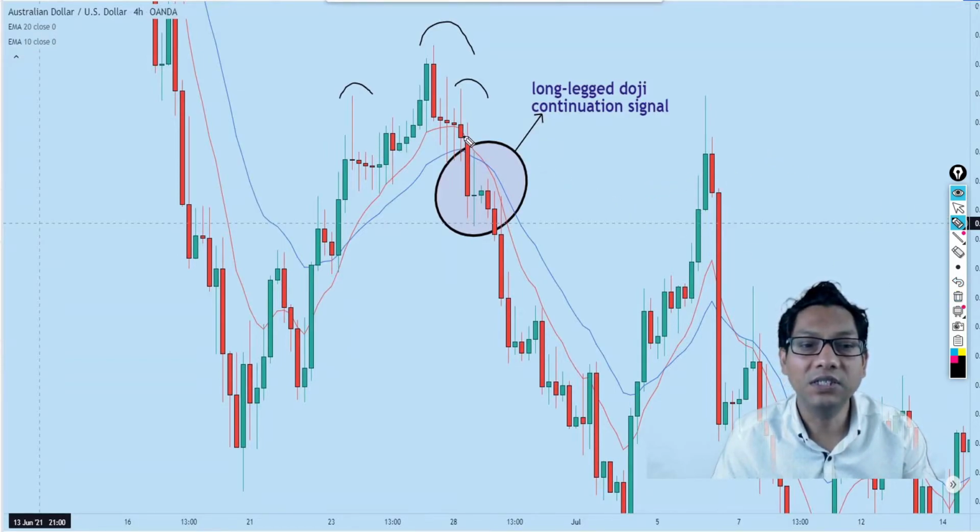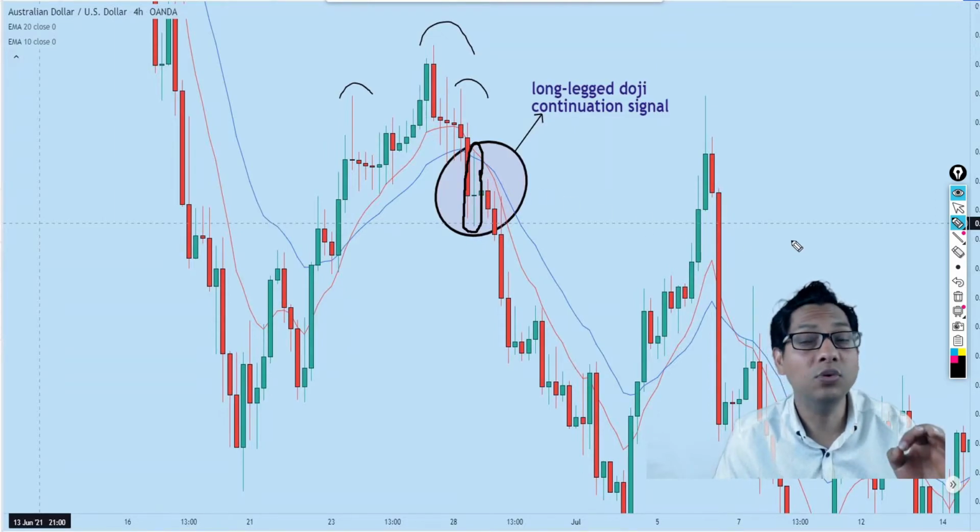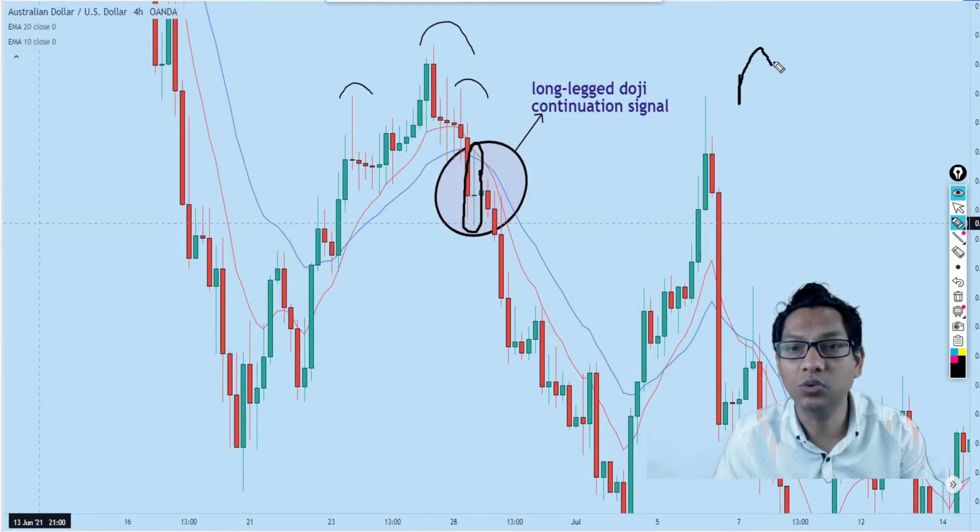Now after this breakout, what happened? Look, after this red candle, a long-legged doji is formed. So when you see a reversal pattern like this one, head and shoulder is a reversal pattern, followed by a strong breakout, followed by a doji.